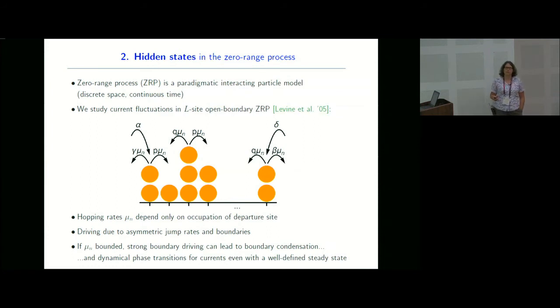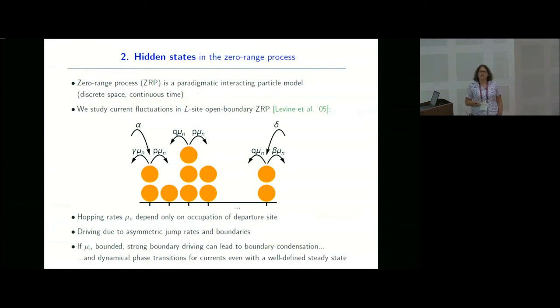And you can make this thing asymmetric by letting the particles hop to the right with rate p times this μn, and to the left with rate q times μn, where mu is some function of the number of particles n. And then at the boundaries, we choose to put particles in at this end with rate alpha, and take them out at this end with rate beta times this function μn. And similarly, at this side, I take them out with rate gamma times μn, and at this side, I put them in with rate delta. So you can have driving both due to asymmetric boundaries and a bulk driving if p and q are different.